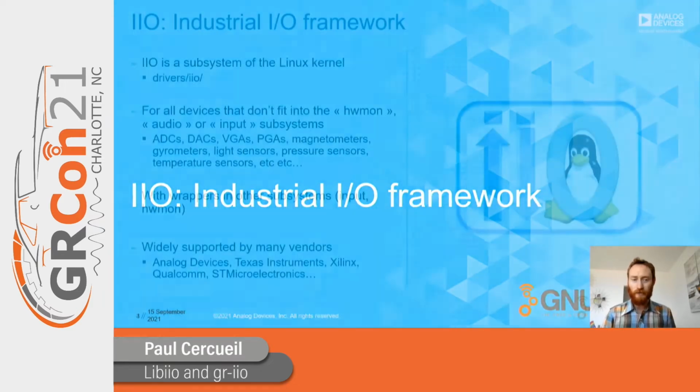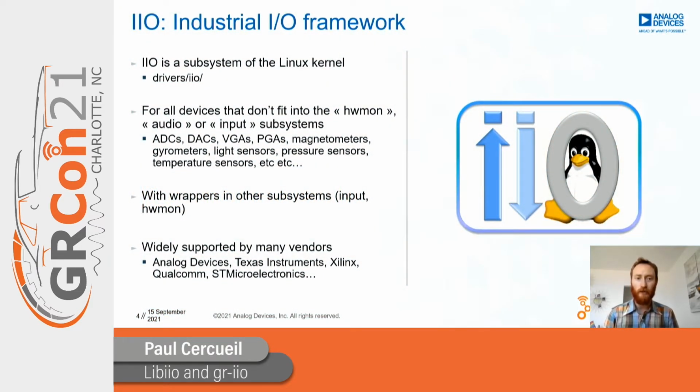So IIO stands for Industrial Input-Output Framework. It is a subsystem of the Linux kernel. It can be found in the kernel sources in drivers/iio. And it is basically for all the devices that don't fit in the hardware monitoring subsystem or the audio subsystem or the input subsystem. So in this IIO subsystem, you're going to find ADCs, DACs, magnetometers, gyrometers, and all kinds of sensors.